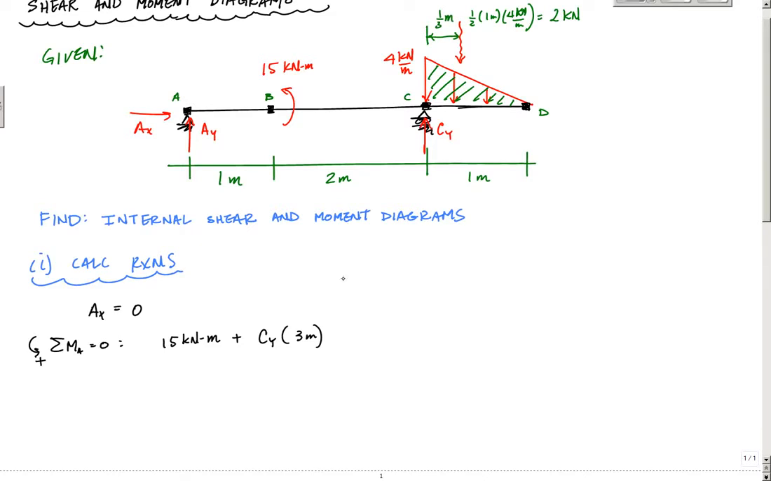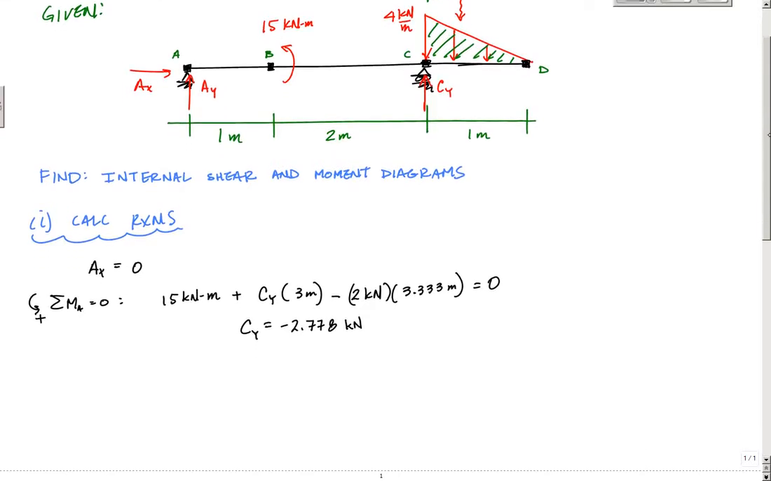So going back to my equilibrium equation, this would be minus 2 kilonewtons, the resultant, times the arm from point A, which would be 3.333 meters, and this is going to be equal to 0. I have one equation, one unknown. I punch it into my calculator, and I should get minus 2.778 kilonewtons. That negative sign just means that the Cy, the way that I've drawn it, is actually opposite. But we're just going to be consistent in how we do things.